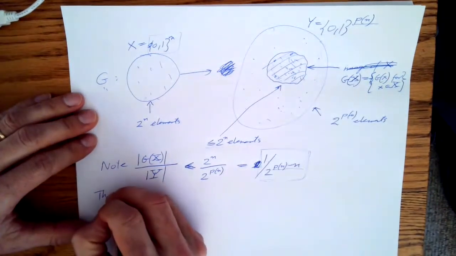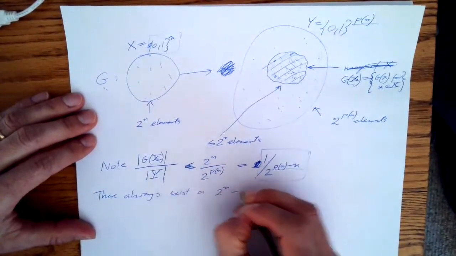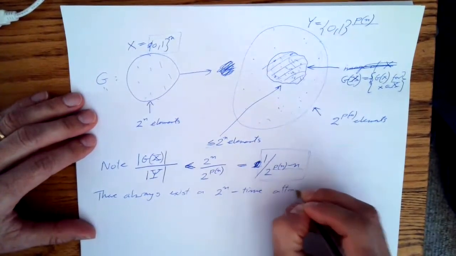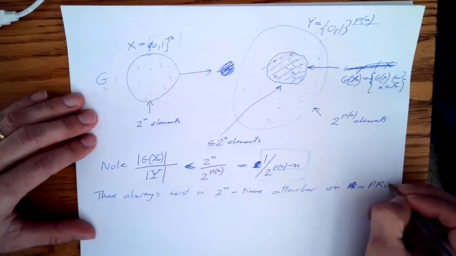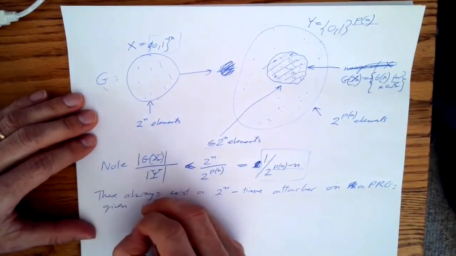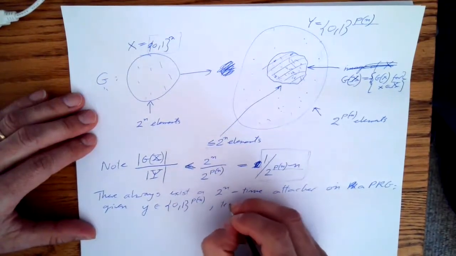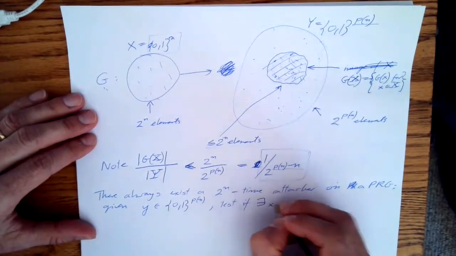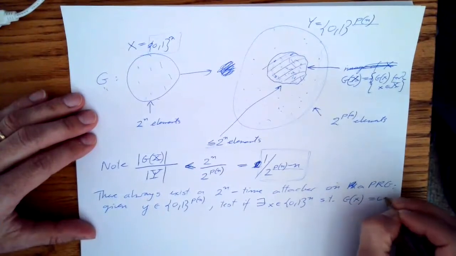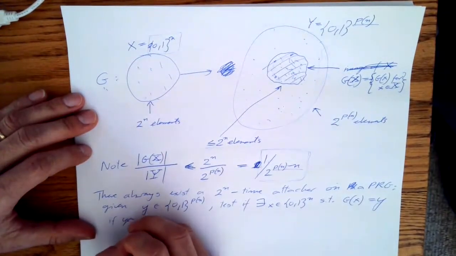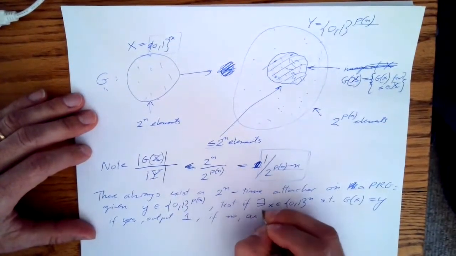So there always exists a 2 to the n time attacker on a PRG: given y in the possible output space, test if there exists x in the input space such that G of x gives you this y. If yes, output 1. If no, output 0.